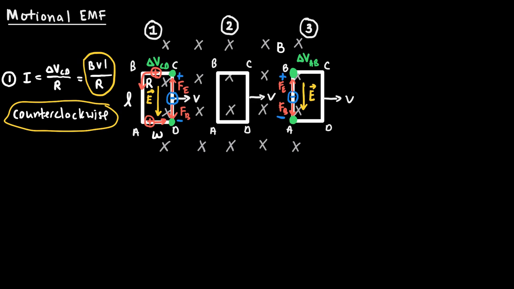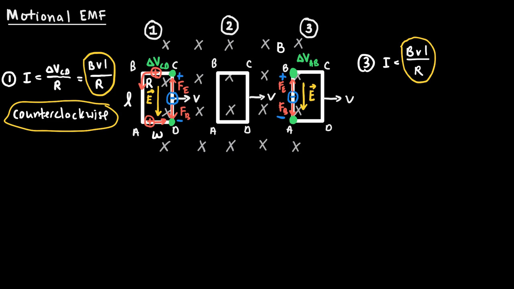The magnitude of this current at location number 3 is going to be the same as the magnitude of the current at location number 1. So the current will still be given by BVL divided by R, so long as the velocity of this conducting square is constant and the length AB is the same as the length CD. Then the current will be the same.